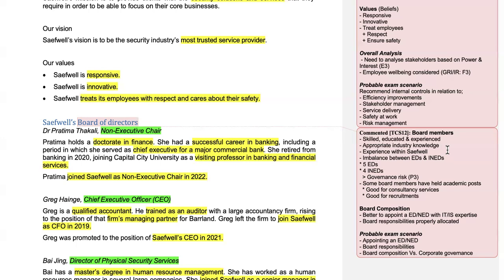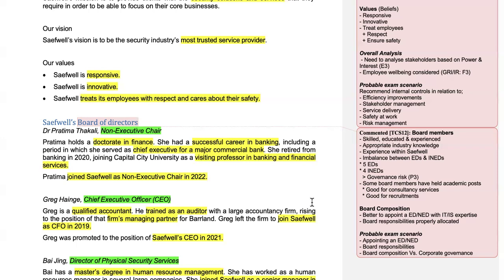So it's good to have skilled and educated individuals. It's good to know that these individuals possess appropriate industry knowledge and they have experience within Saefwell as well, because all board members have worked within Saefwell for a certain period of time. And although all these positives are there, there's an imbalance between executive directors and independent non-executive directors. So we have just 5 executive directors and 4 independent non-executive directors, which exposes us to governance risk, which is covered under your P3 syllabus.